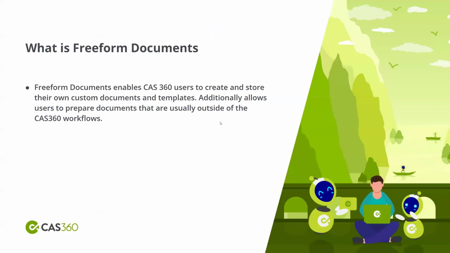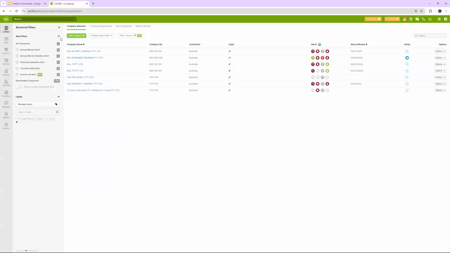So to begin, what is Freeform Documents? Freeform Documents is all about creating and storing your own custom documents and the templates for those documents. This in turn allows you to prepare these documents that would normally be outside of CAS's workflow. You don't normally prepare something like minutes or a letter; you'd have to do some form of process, whether that's changing an address, to generate the required documents. However, with Freeform Documents, you can create it yourself.